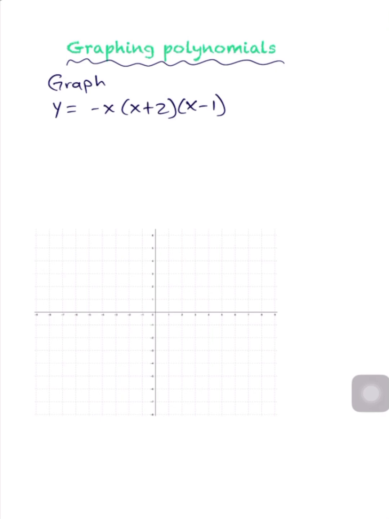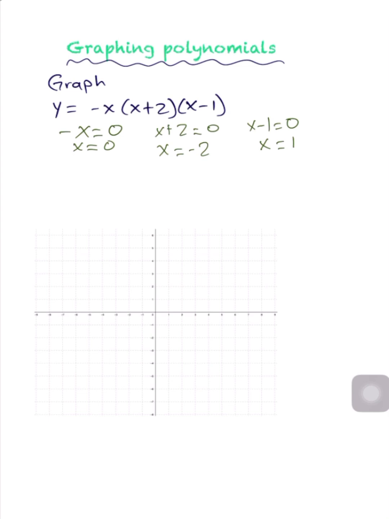So if we set negative x equal to 0, we would have that x is equal to 0. If we set x plus 2 equal to 0, we would have x equals negative 2. And if we set x minus 1 equal to 0, we would have x equals 1, right? All I did there was isolate for x. So here I had to take away 2, which is why you have x equals negative 2.